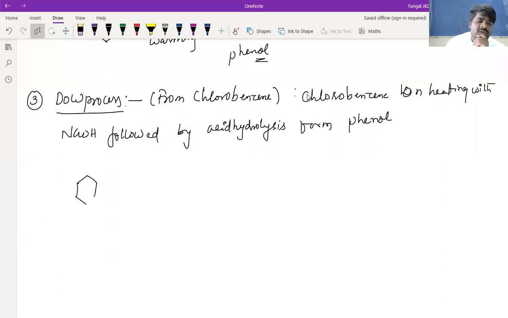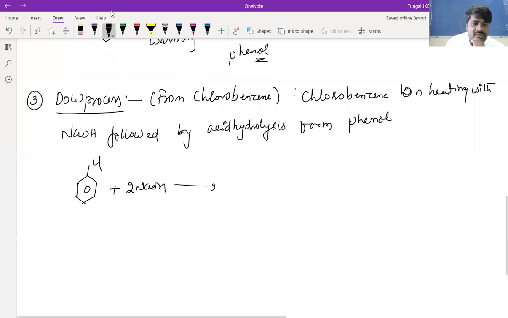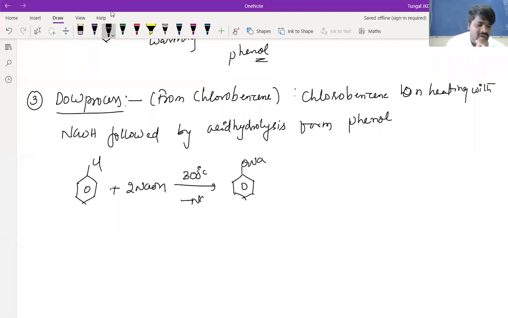This is your chlorobenzene, which is on reaction with 2 moles of NaOH at a temperature of 698 Kelvin, so about 300 degrees Celsius, and high temperature, high pressure. What does it form? NaCl gets eliminated, along with water.